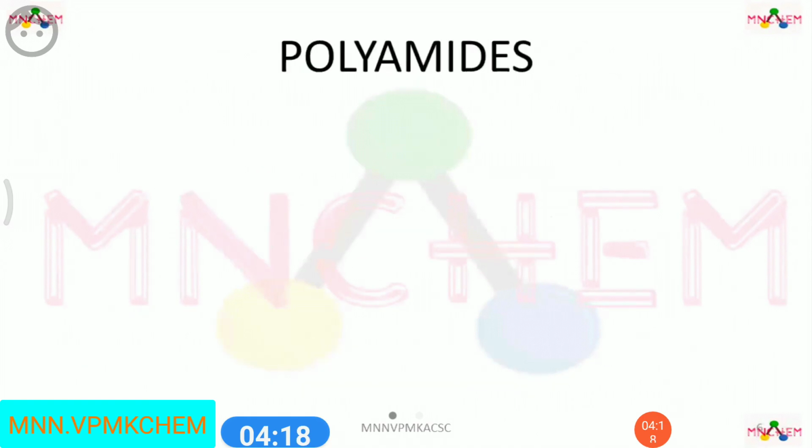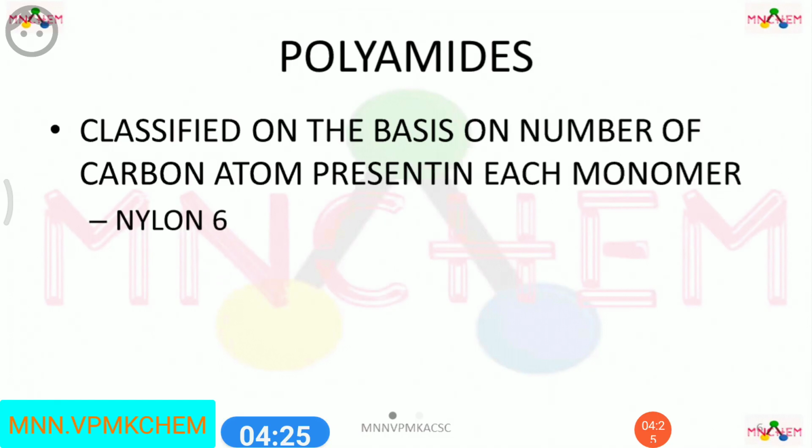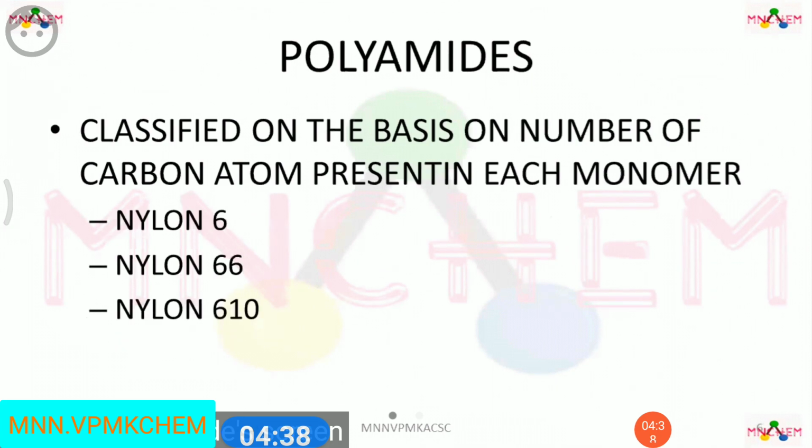Next, condensation polymers are polyamides. These polyamides are classified on the basis of the number of carbon atoms present in each monomer. For example, nylon 6, nylon 6,6, and nylon 6,10. The numbers 6, 6,6 and 6,10 indicate the number of carbon atoms present in each monomer that undergoes polymerization to give polyamides.